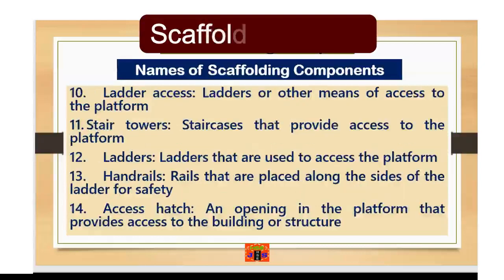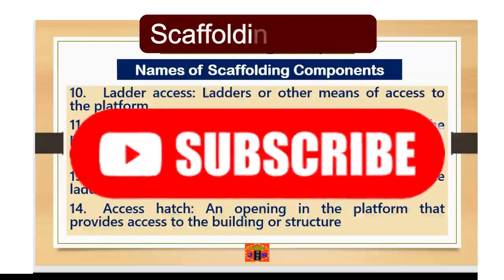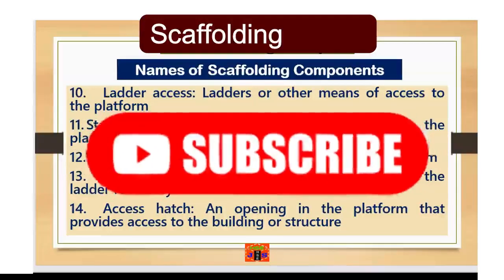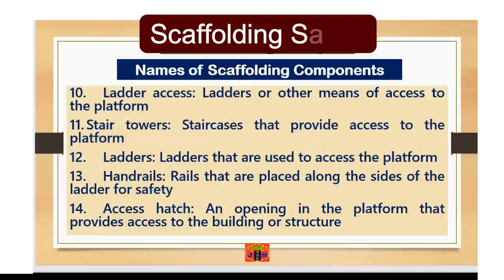Number 10, ladder access. Ladders are other means of access to the platform. Number 11, stair towers, staircases that provide access to the platform. Number 12, ladders, ladders that are used to access the platform. Number 13, handrails, rails that are placed along the sides of the ladder for safety. Number 14, access hatch, an opening in the platform that provides access to the building or structure.